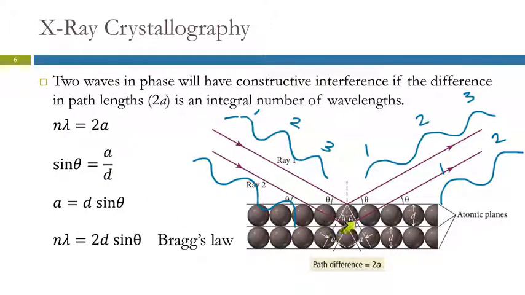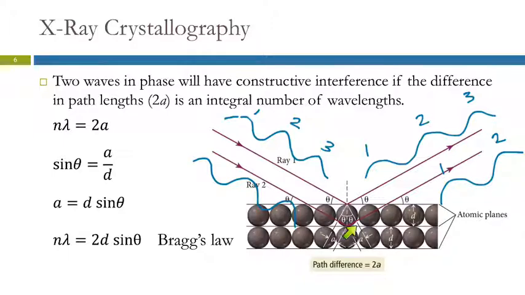If this is equal to 1 wavelength in difference, then they'll line up like this. 1 will line up with 2 and 2 with 3, etc. If this 2A is equal to 2 times the wavelength, then this peak 1 would line up with peak 3. They'll still be in phase, but they're offset. Does that make sense?